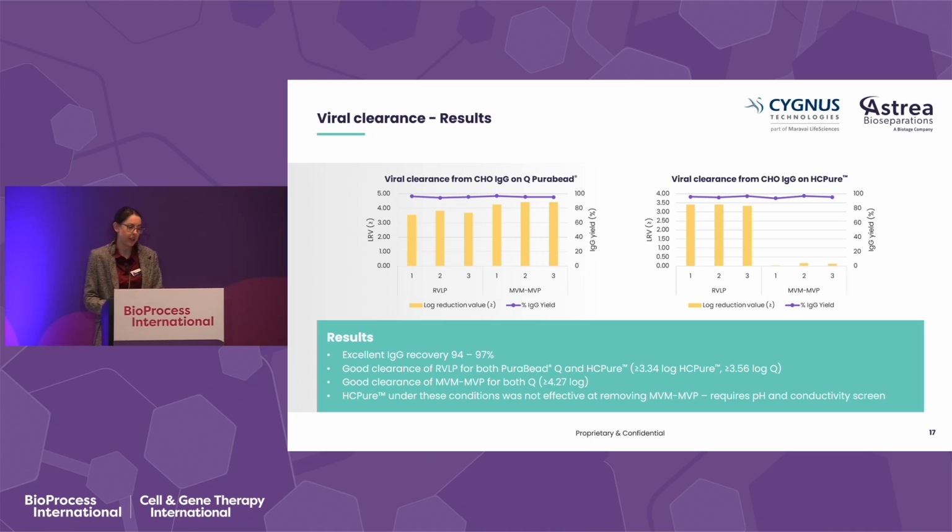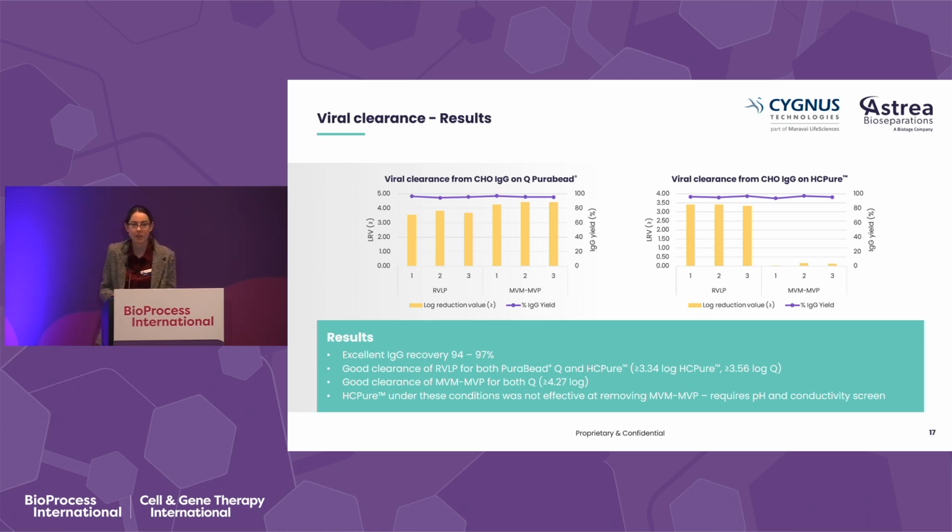But the IgG recovery across all of the experiments was really good as well, so around 95, 97%. For the HC Pure in these conditions, we did also get 3.4 log of the reduction of the RVLP. And in this buffer, we didn't see reduction of the mock MVM. And this goes back to what I was saying previously, that we need to screen HC Pure to be able to work out the optimum conditions. And in this case, we just ran the same condition that we used for the Q.